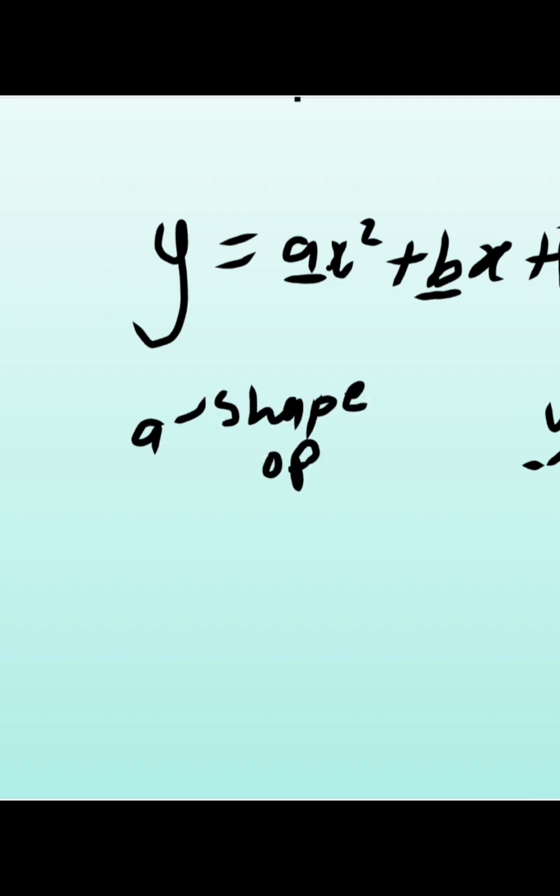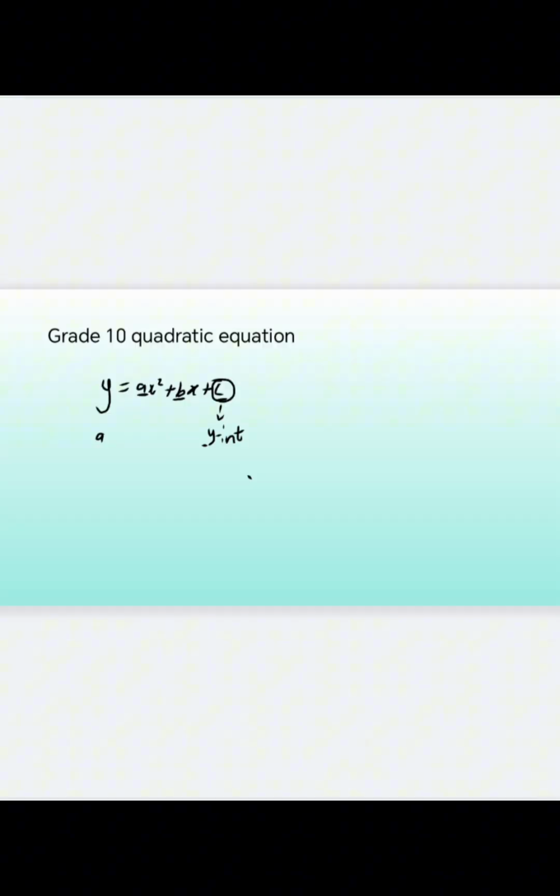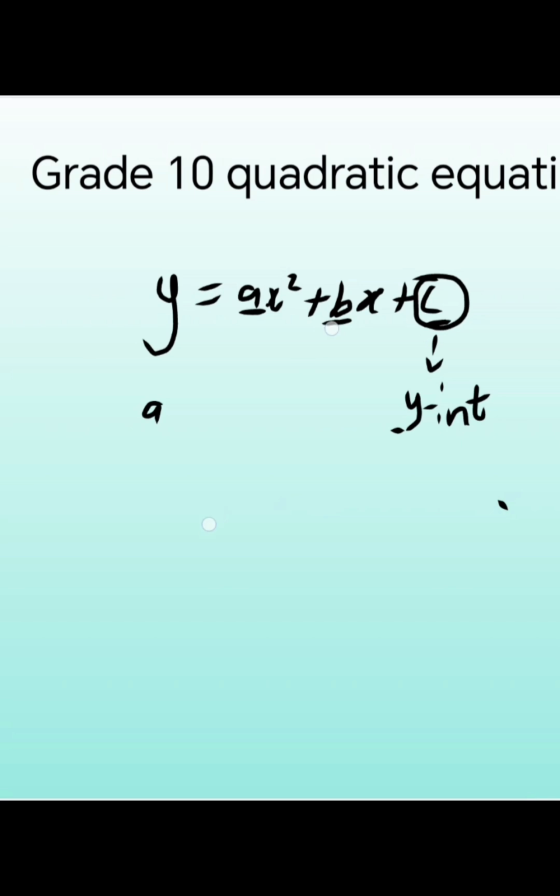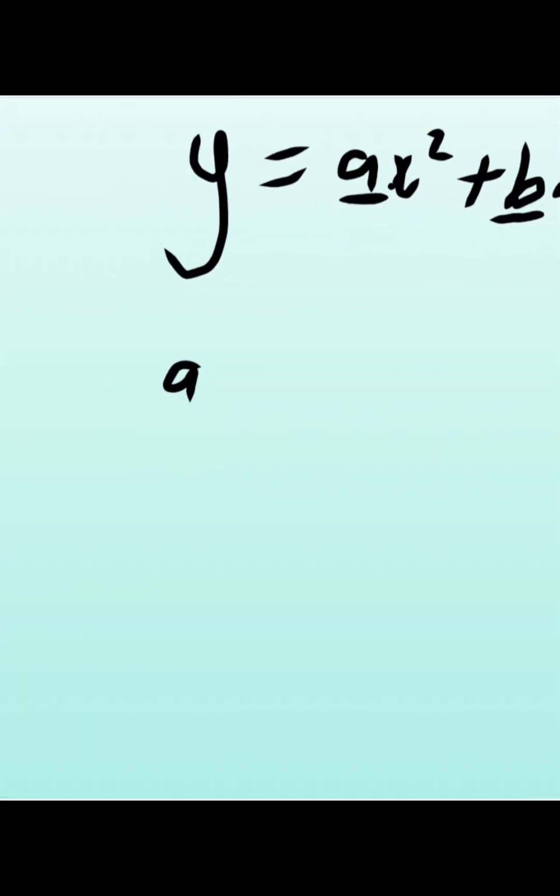It's not the gradient because it's in front of x. Most of the people tend to think it's a gradient. A is not a gradient, guys. Make sure that you master this one. A is not a gradient, but it gives you the shape of the graph.